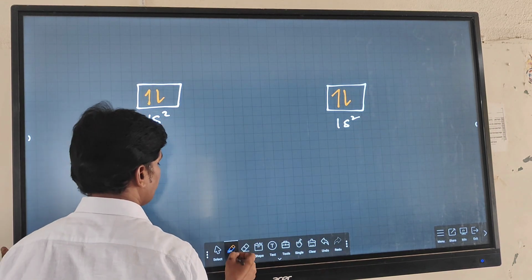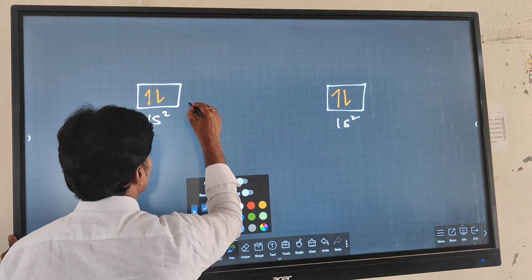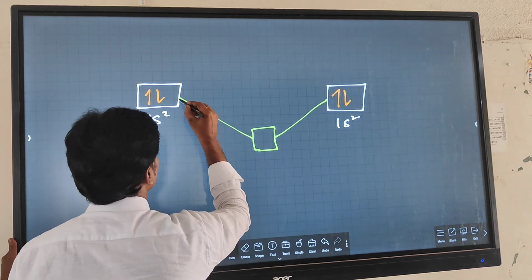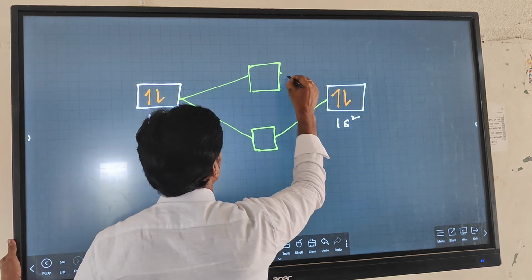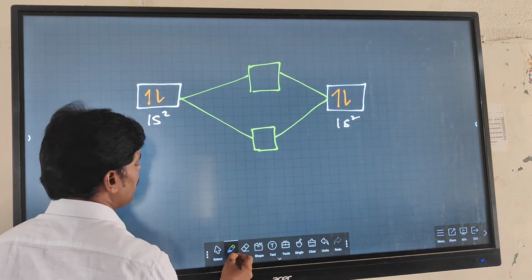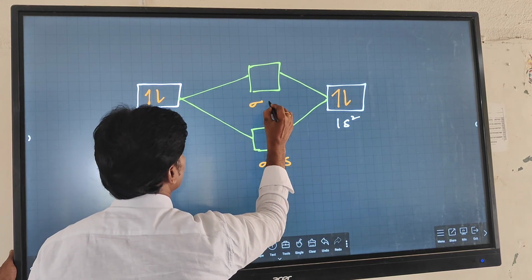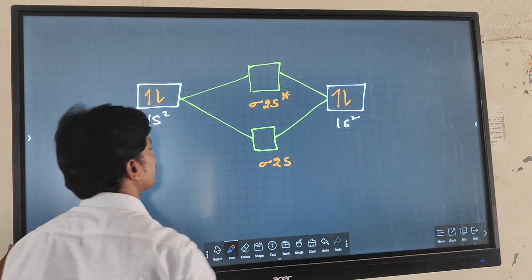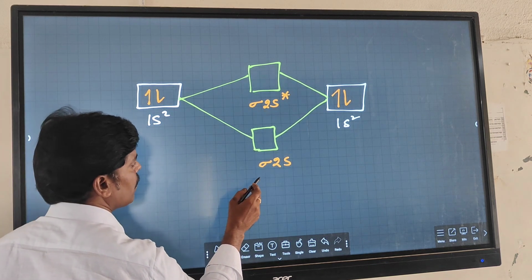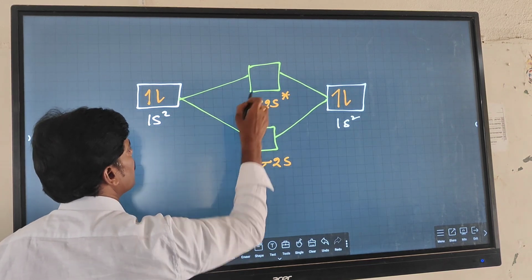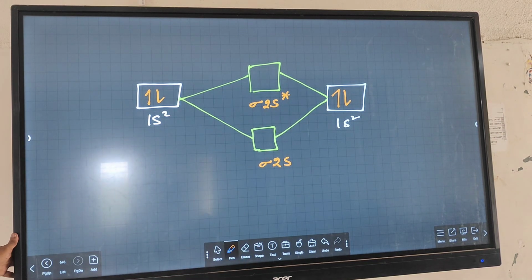If these 2 atomic orbitals combine together to form molecular orbitals, how many molecular orbitals? 2 molecular orbitals. This is 1 and 2. The name of this molecular orbital is sigma 2s, and this one is sigma 2s star. Without a star, this orbital is called a bonding orbital, with less energy. With a star, this orbital is called an anti-bonding orbital, with higher energy than the bonding orbital.